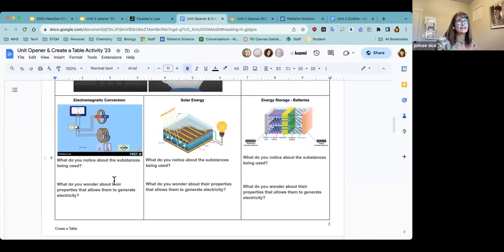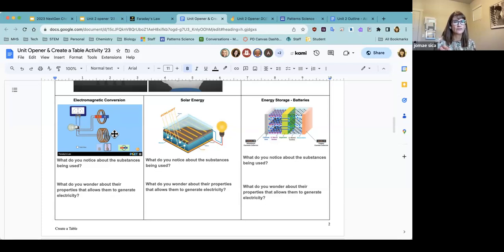You're certainly welcome to make a copy of this document if you want. But instead of writing in this document, what do you think students would notice about the substances being used here to generate the electricity in the Faraday's law FET? Or, I'm going to have you post one or the other, what do you wonder about the properties that allow them to generate electricity?